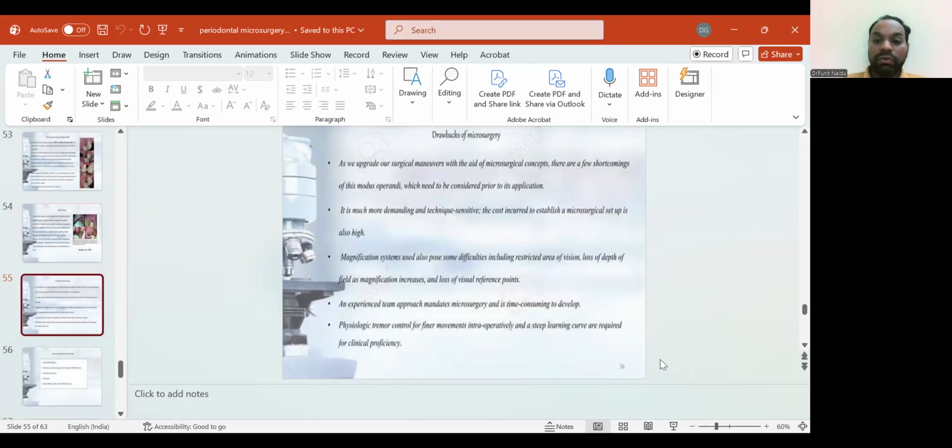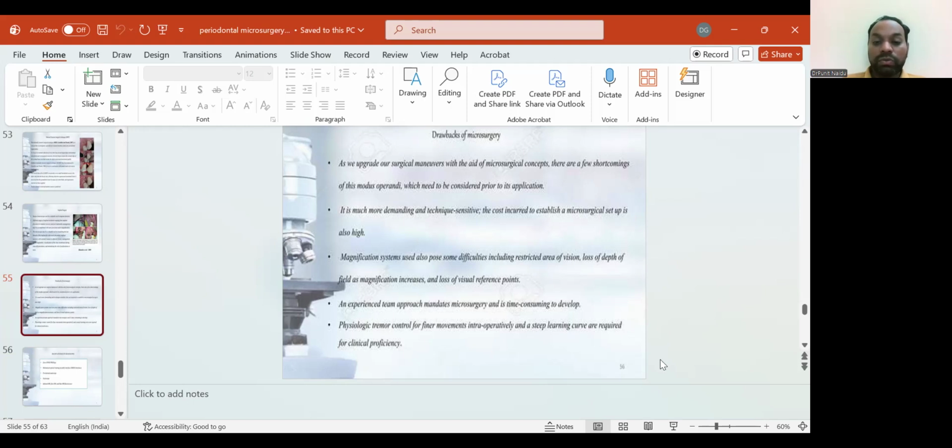The drawbacks of microsurgery. There are a few shortcomings of this approach, which need to be reconsidered prior to its application. It is much more demanding and technique sensitive. The cost incurred to establish a microsurgical setup is also high.